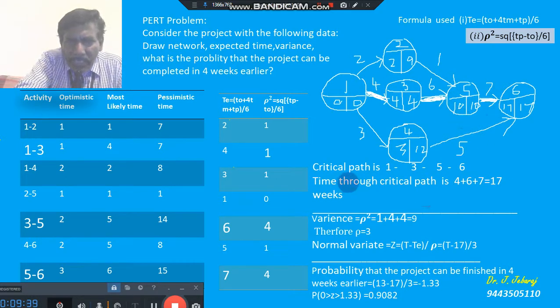Then the time taken through this critical path is called the time through critical path. Take for example, this activity takes 4 weeks, this 6 weeks, 7 weeks, total 17 weeks. Okay, and this is the way we can calculate the critical path and the time taken through the critical path. In the next session we will be discussing the variance.